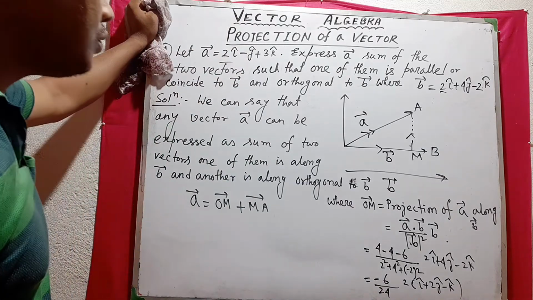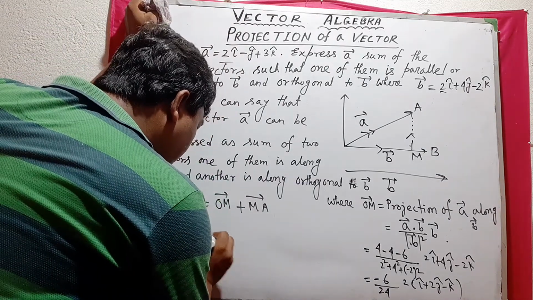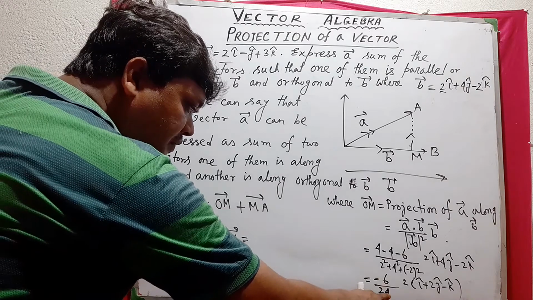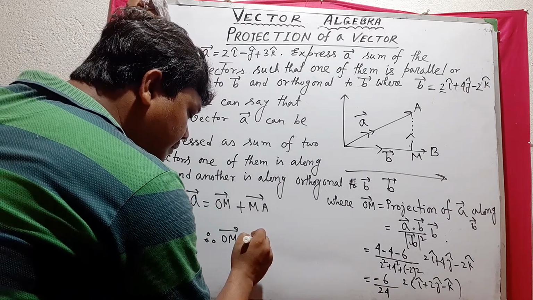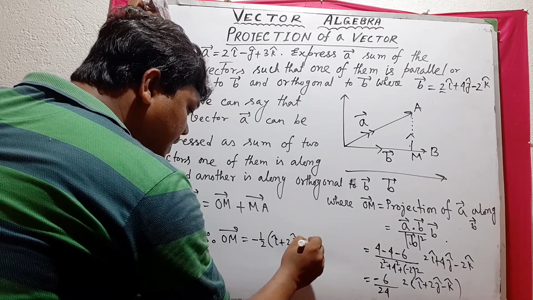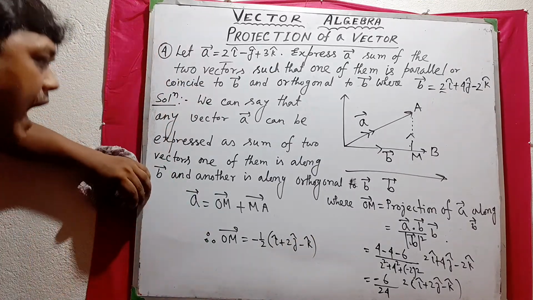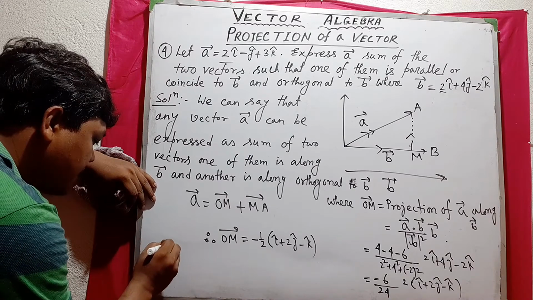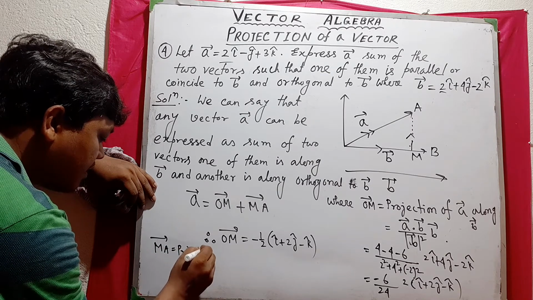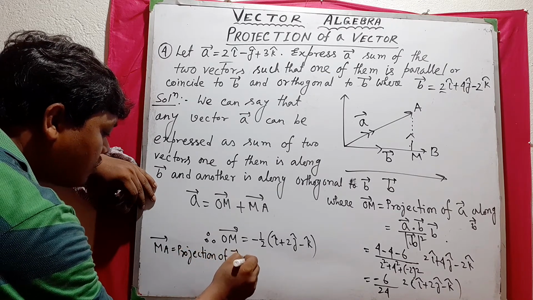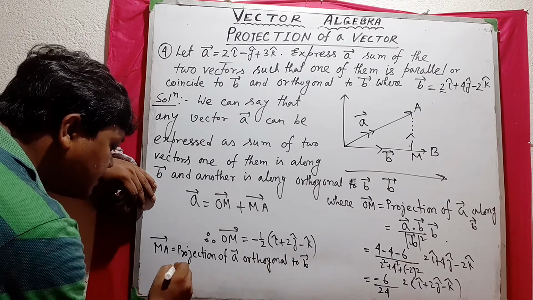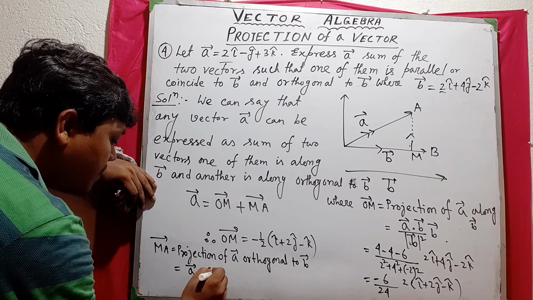Clear? So therefore OM vector equals to minus 1 by 4 that is minus half into I cap plus 2j cap minus k cap, and MA vector, that is MA is the projection of A orthogonal to b vector, that is a vector minus om vector.